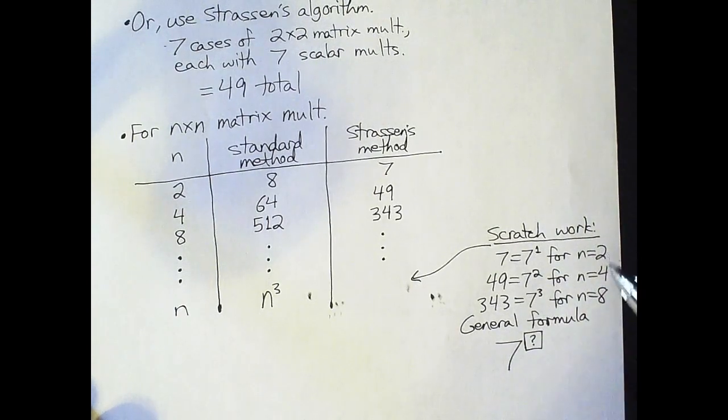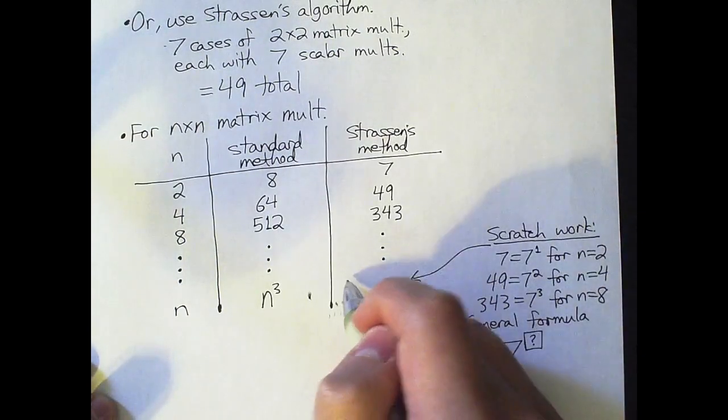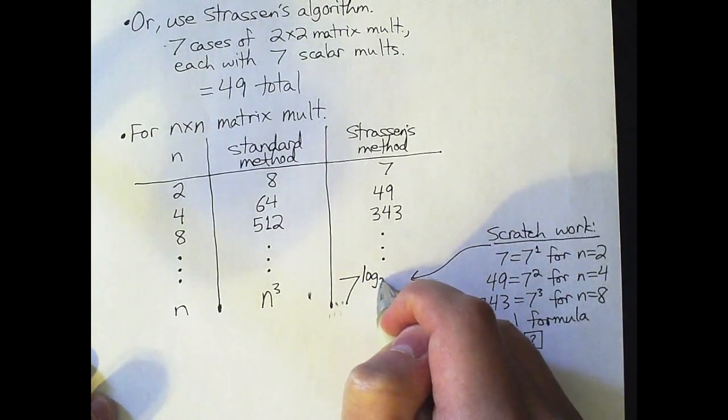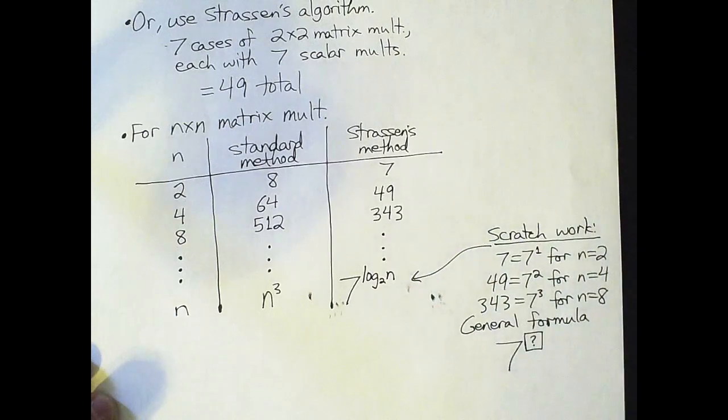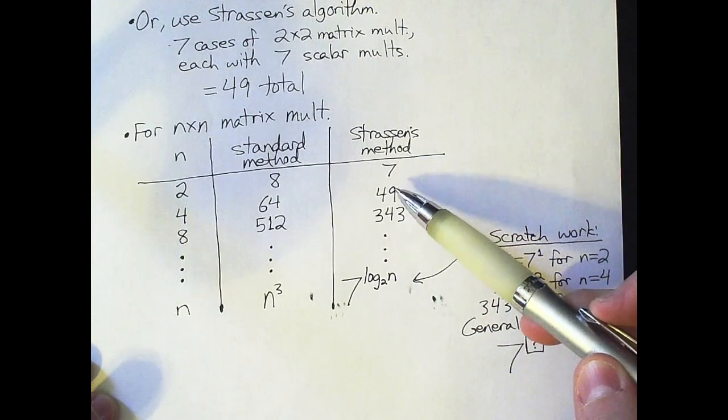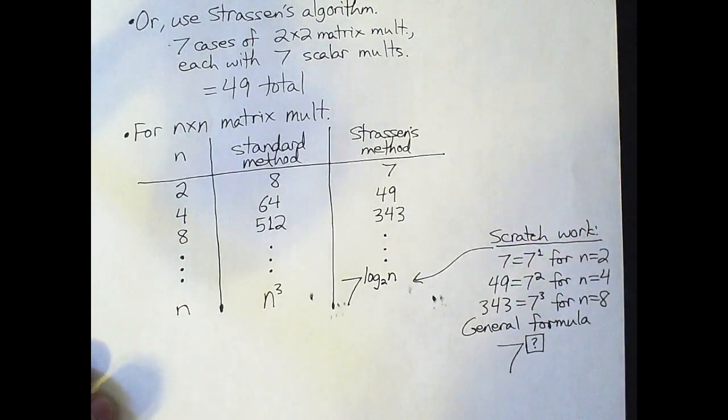These are powers of 2, right? And the 2 corresponds to 1. The 4 gets us 2. The 8 gets us 3. It's like we need to undo the power. How do you undo a power? The inverse of exponentiation is a logarithm. So this turns out to be 7 raised to the log base 2 of n. And you can check that. That does get us the 7, the 49, the 343, and so on.